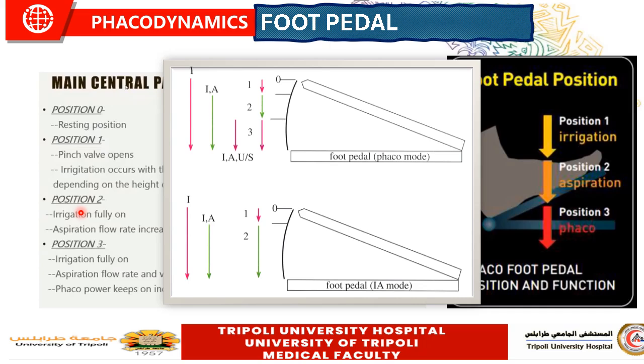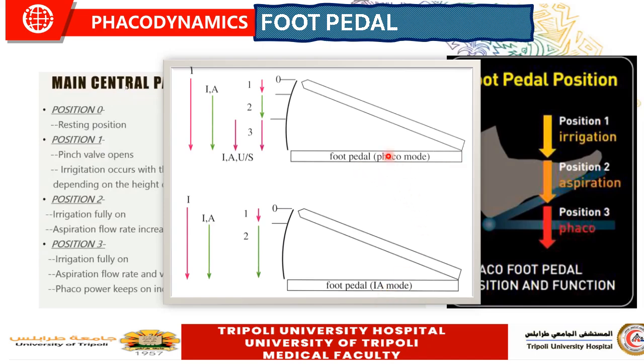Another point I would like to speak about is what happens if you set the machine in the irrigation aspiration mode. Now, as you know, you can program the machine to be traditional, that's irrigation aspiration ultrasound. And once you finish your procedure and you reach the level of epinucleus removal, you can switch to irrigation aspiration mode. In the irrigation aspiration mode, you will have 3 positions only. You will have the resting position where nothing is happening, and when you step down to level 1 you are in irrigation, and then in stage 2 there will be irrigation and aspiration.